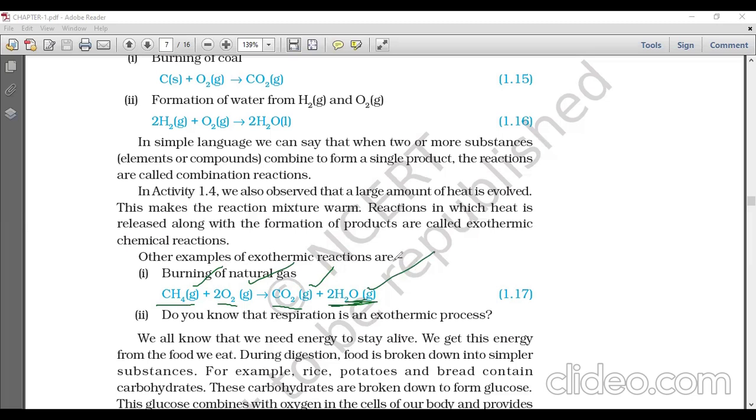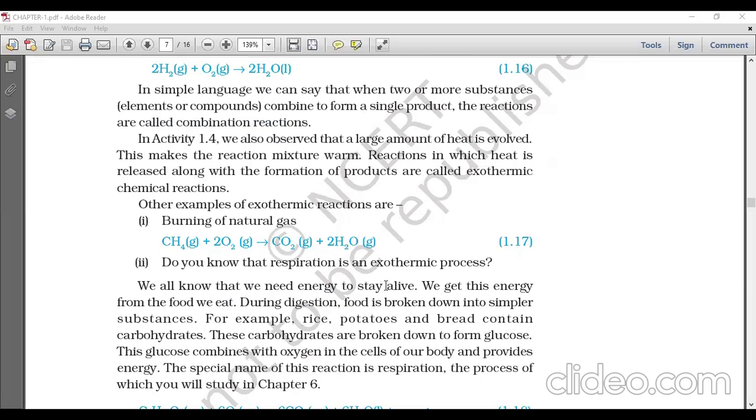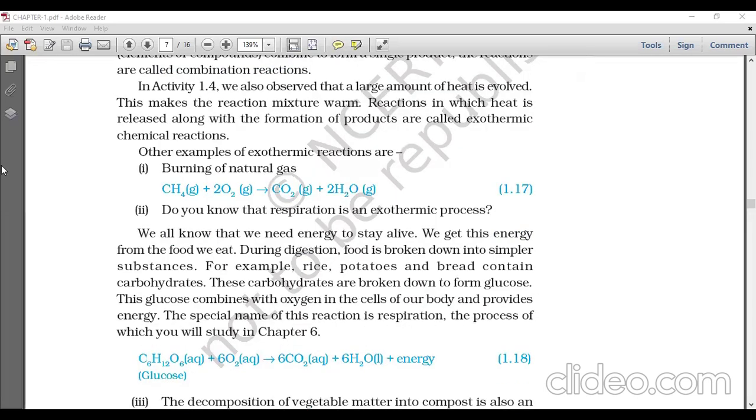So water is in gaseous state. Okay, this is what you should note down. And then, do you know that even respiration is also an exothermic process? Yes. Respiration, taking oxygen inside and releasing carbon dioxide, is also an example of an exothermic process. Heat will be released.